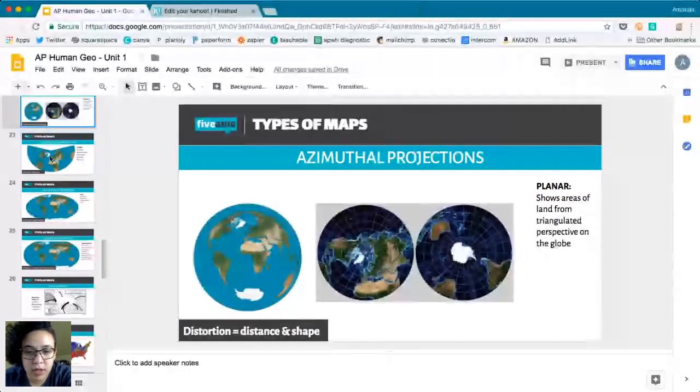Okay, this one is called the Lambert Conic projection. And this one is distorting direction, but maintains accurate distance.